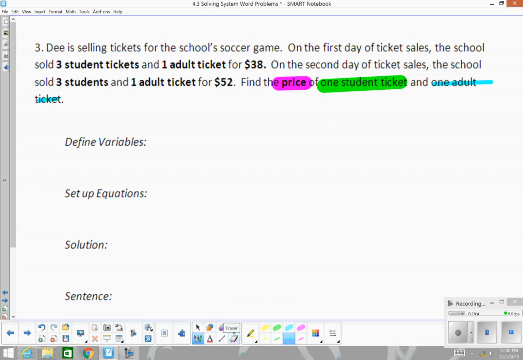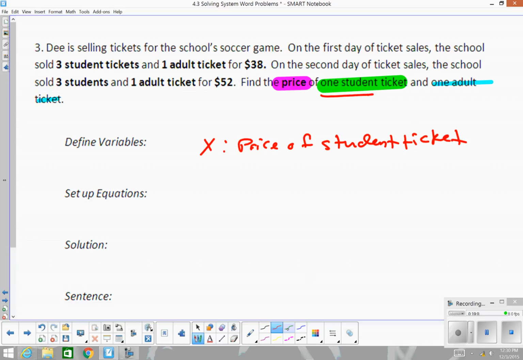So if you want to go ahead and identify your x and y, x is going to be price. Make sure you write that. Price of what type of ticket? Student ticket. And my y is going to be price of what type of ticket? Adult ticket. Okay, make sure you go ahead and set up your proper equations using the specific words we worked on. All right, good luck.